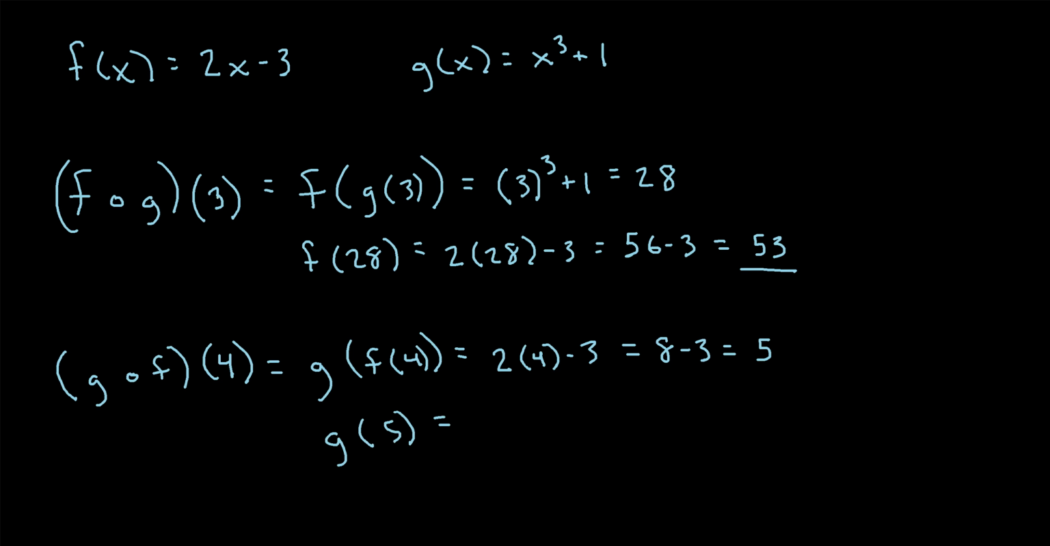So we're going to plug in a 5 every time we see an x in this g of x equation. So instead of x cubed plus 1, we'll have 5 cubed plus 1. So 5 cubed, that's 5 times 5 times 5. So 5 times 5 is 25, and 25 times 5 is 125. So 125 plus 1, that's 126. And that is g of f of 4.